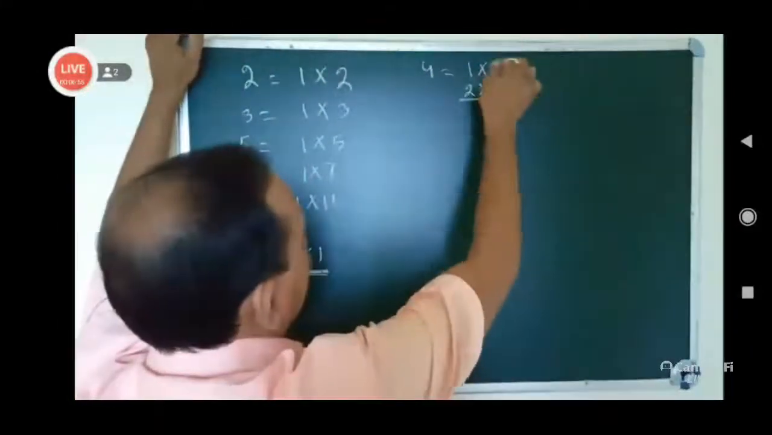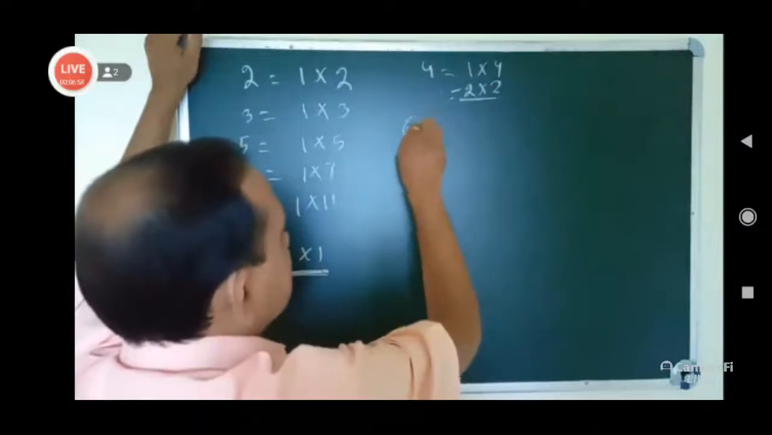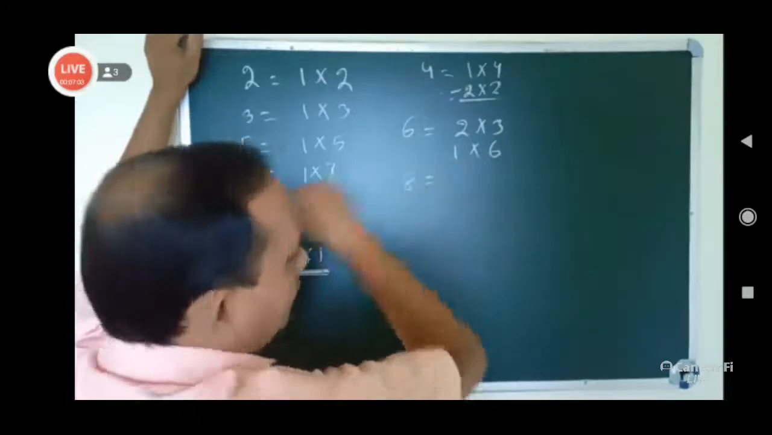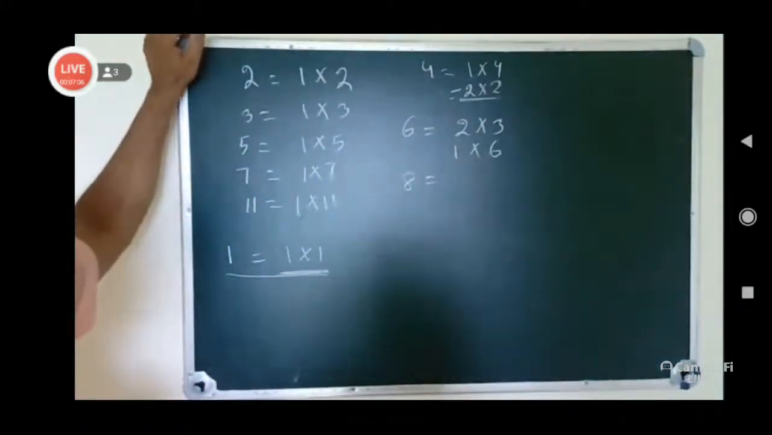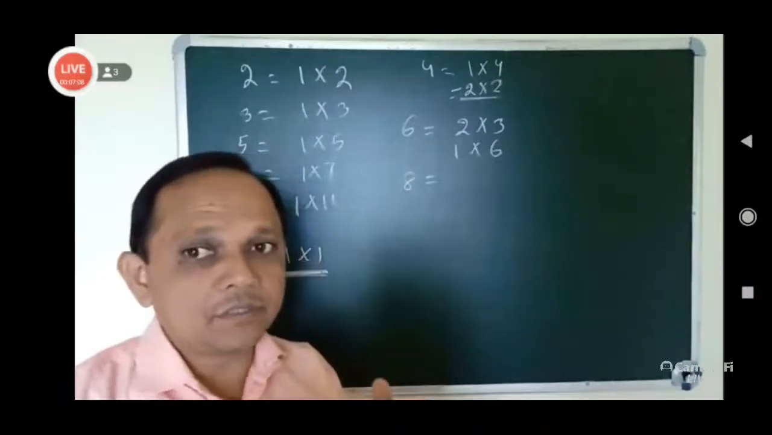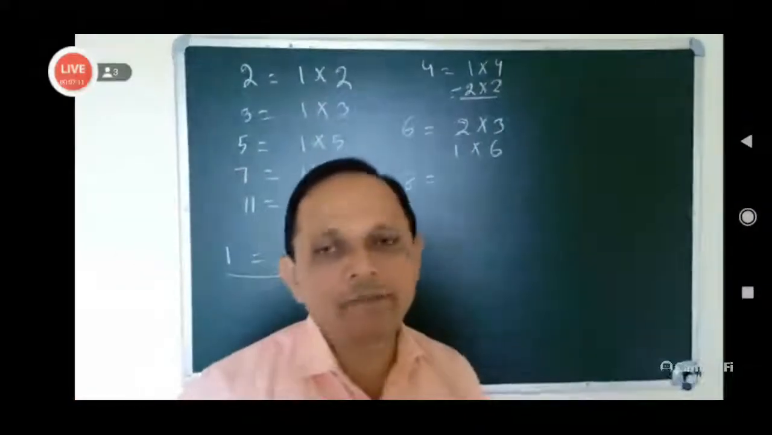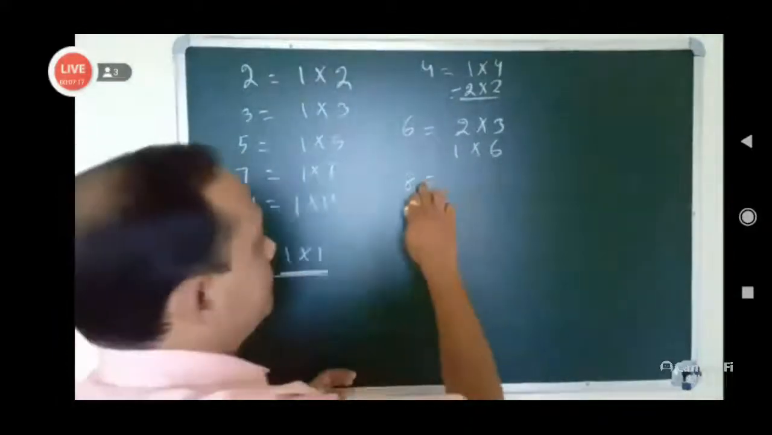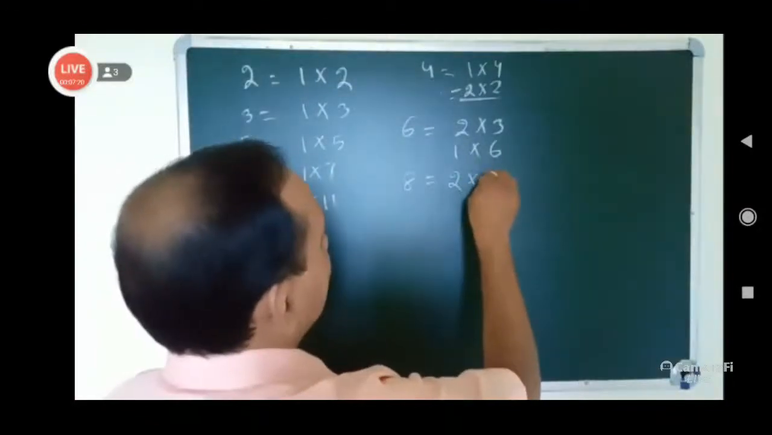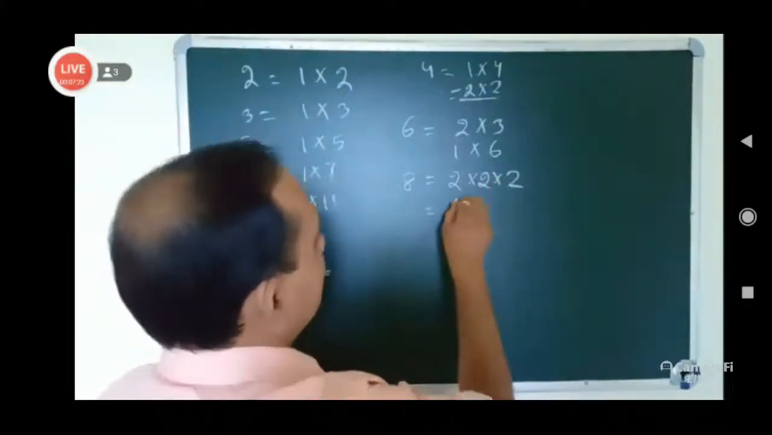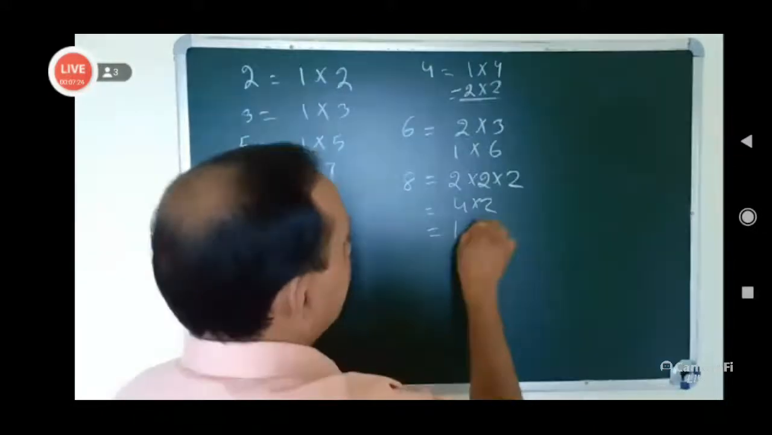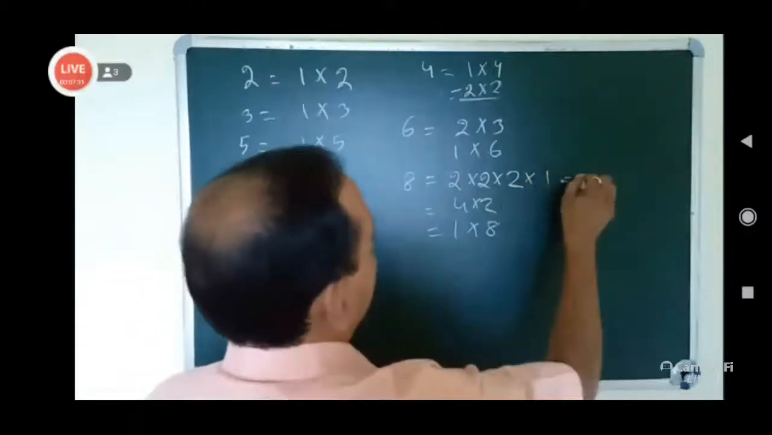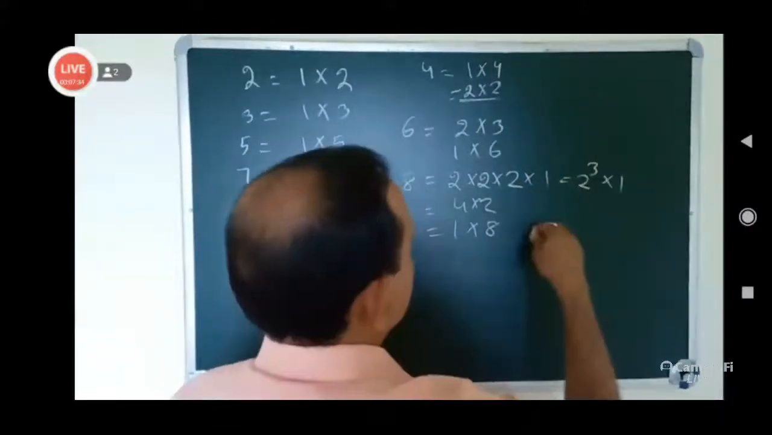That means 4 equals 1 into 4, and 4 equals 2 into 2. Suppose 6 equals 2 into 3, or 1 into 6. Suppose 8. Every composite number can be factorized in a unique way as a product of prime numbers. 8 equals 2 into 2 into 2, which is 4 into 2, that is 2 cubed.